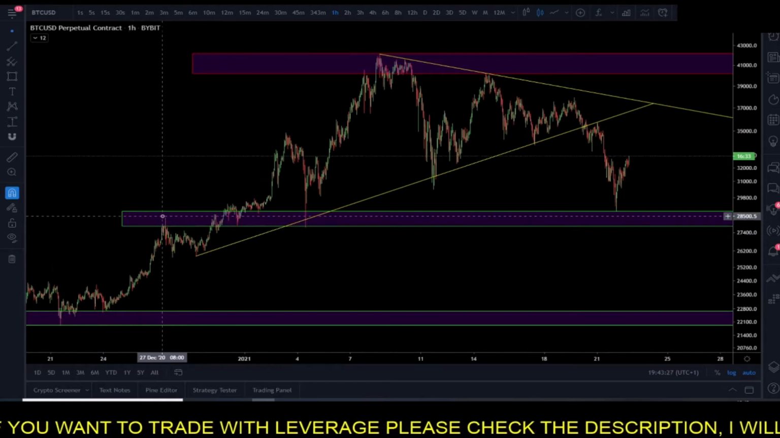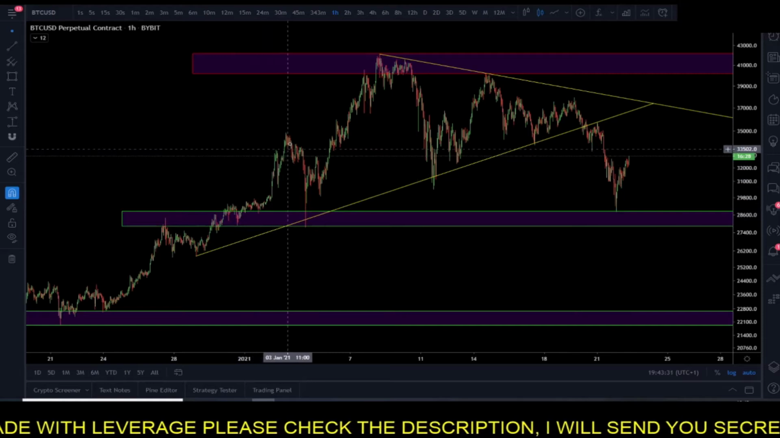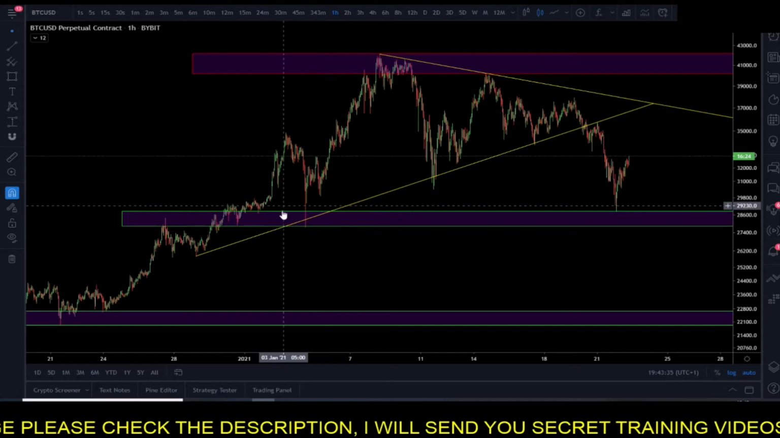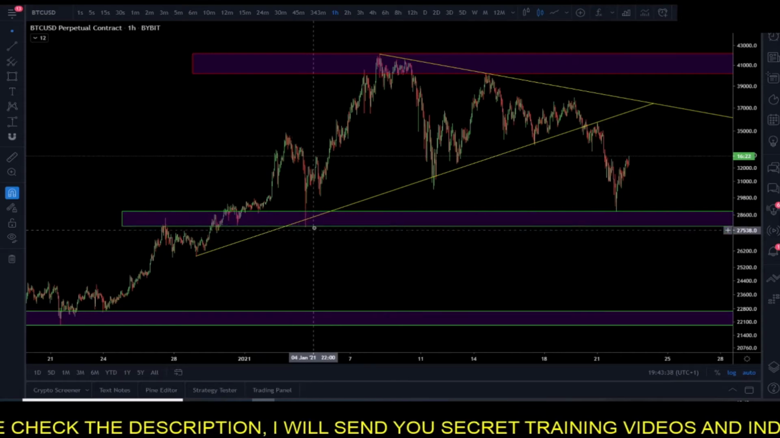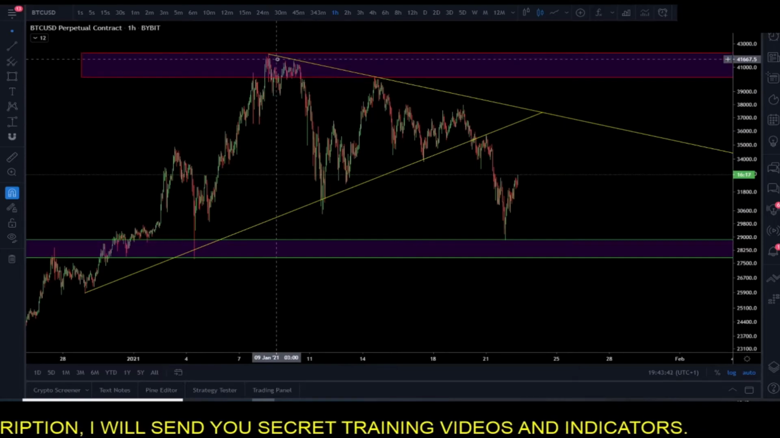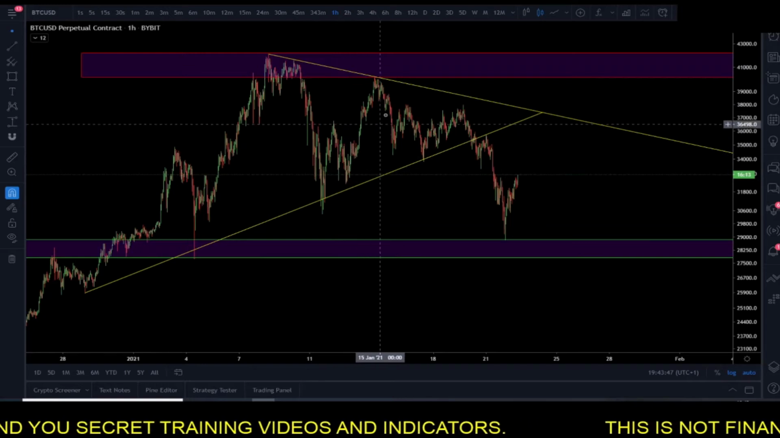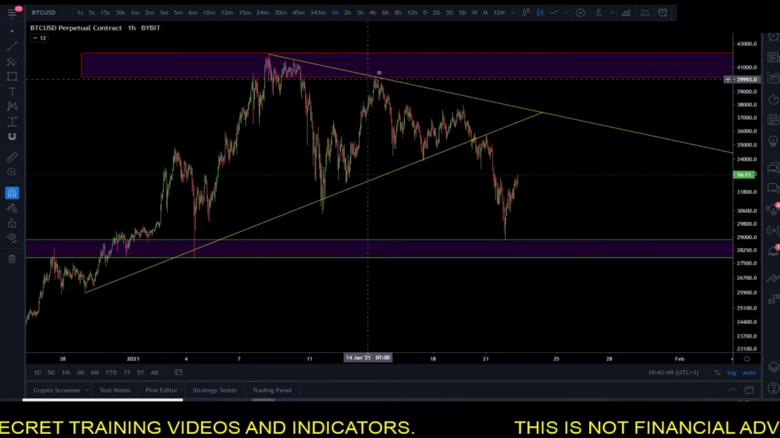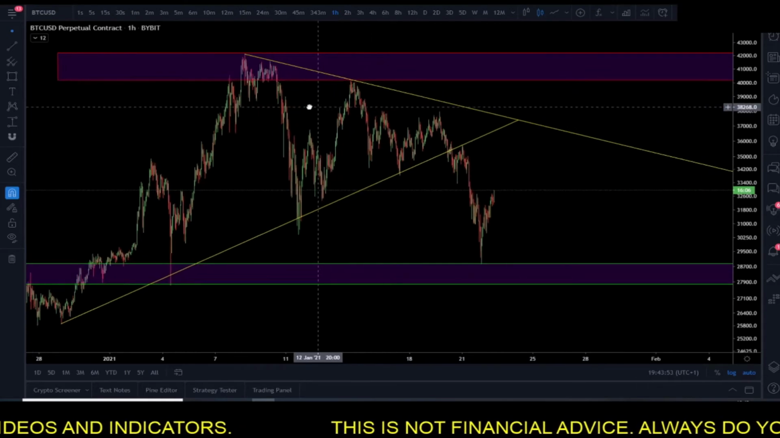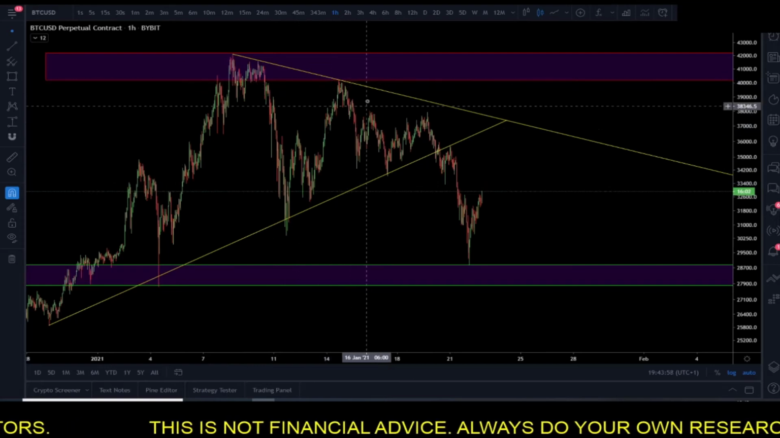We got rejected here. We blasted through right here, and then we went back down to retest this area as a new support area. We went back up. We got rejected. We went down, and we went back up to retest this area as new resistance. And so this way it's going all the time just like this.